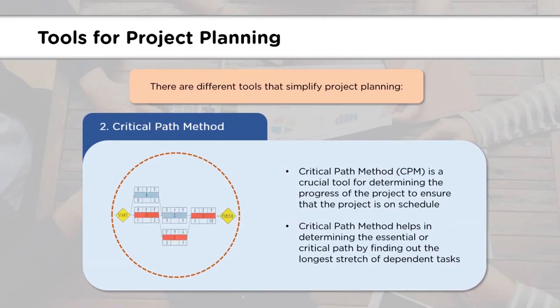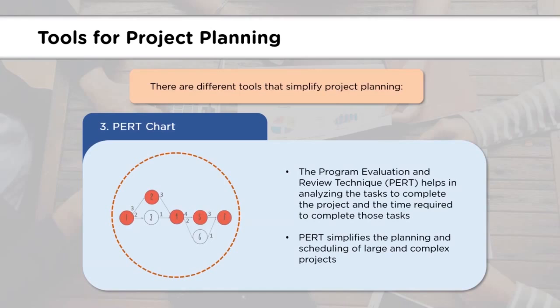The second tool we will talk about is Critical Path Method or CPM. Critical Path Method helps in scheduling the project activities so that the project runs properly. The Critical Path Method focuses on the longest stretch of dependent tasks and determines the time needed to complete them. The next tool is Project Evaluation and Review Technique or PERT chart. PERT provides a graphical representation of the project's timeline, explaining the interdependencies of different tasks. This tool not only helps in making a schedule, but also helps in coordinating with all the team members.